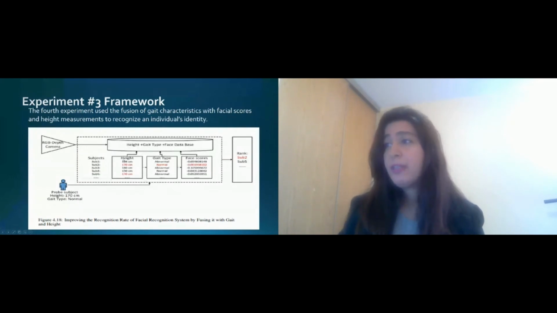First, for example, we'll check the height. This person's height is 170. If we have, for example, 2 people with 170, then we just have 2. So from this list, we just continue with these 2, and then we check the gait type. This 170 here is normal. This 170 here is abnormal. So of course, we'll go with the normal one. And then we will have the face scores. With all this information, we will be able to identify the person.